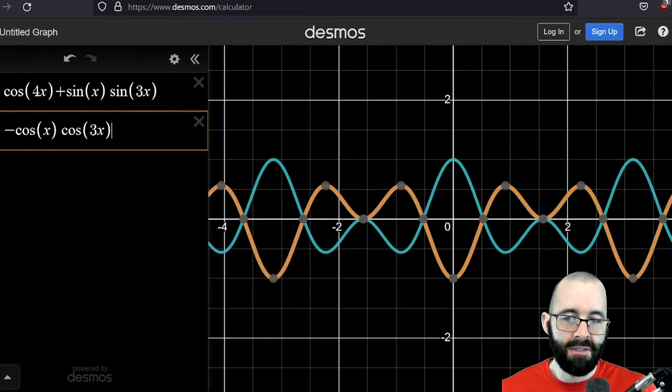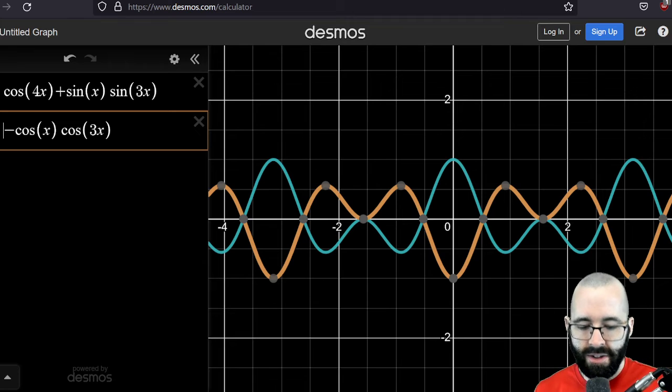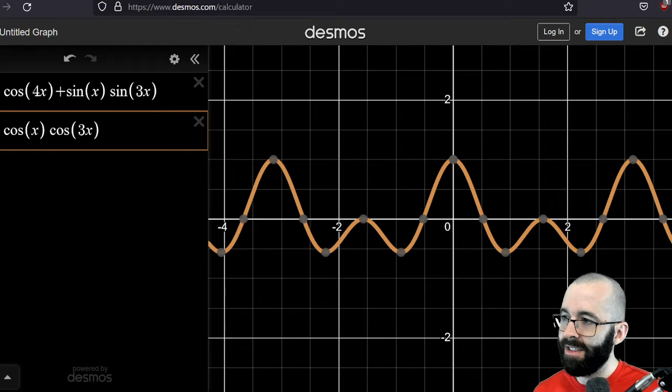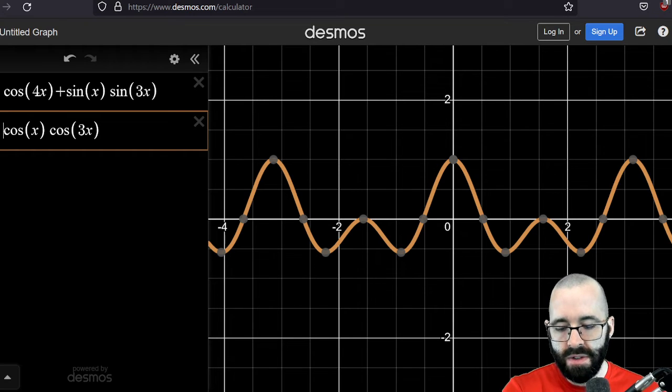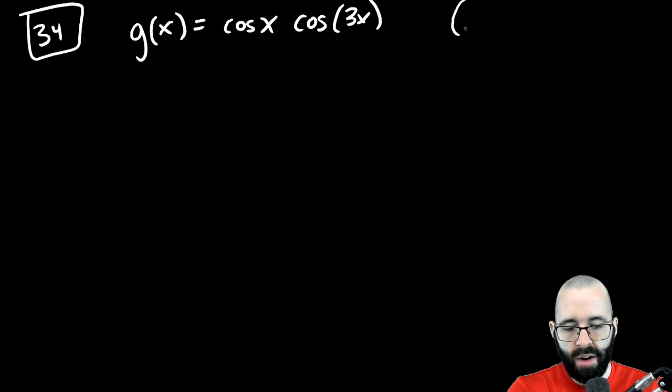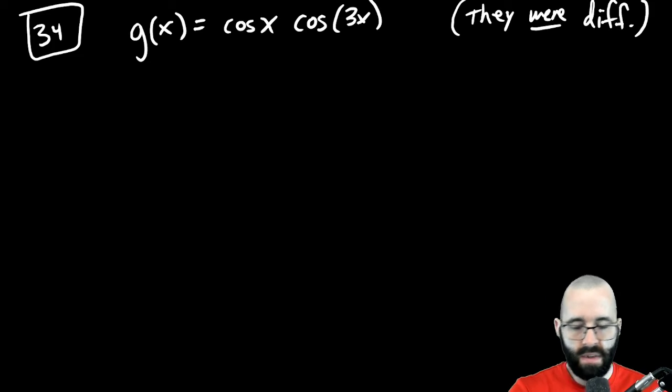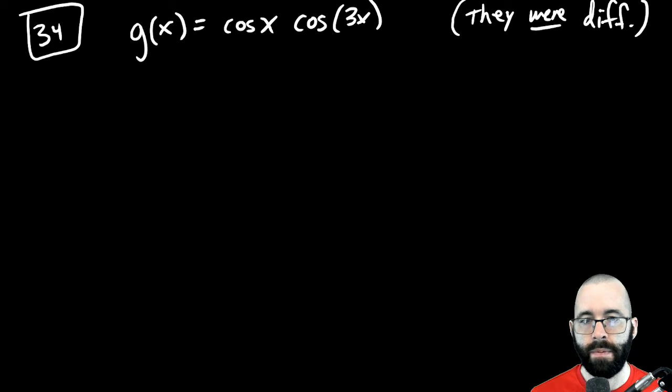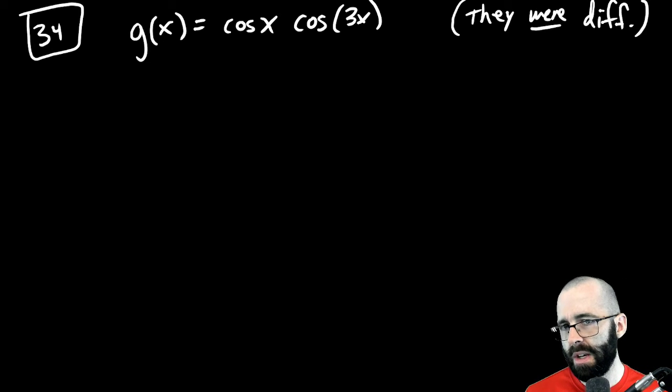So how do we modify the second function so it's identical to the first? Well, they're just opposites of each other, I think. If I want to check, let's take away that negative. There it is. So g of x should be the cosine of x times the cosine of 3x. And to answer the first part of the question, they were different. And that's all it wants you to do for something like 34. Sometimes they might be a little bit more complicated, and you might have to use some identities. But in general, that's a strategy.